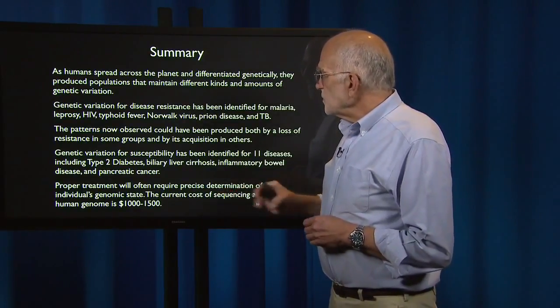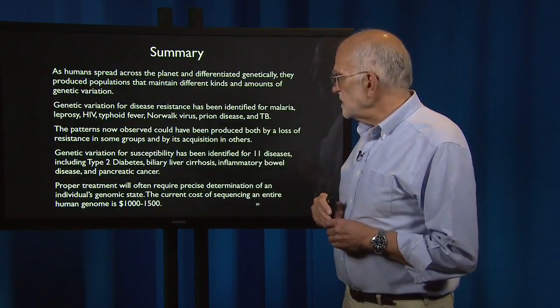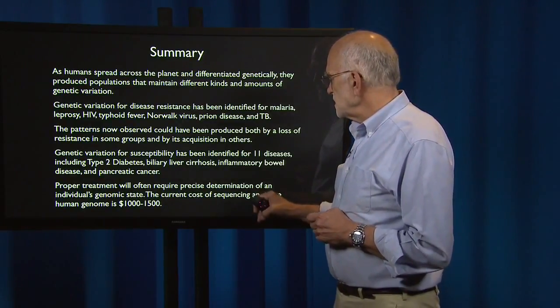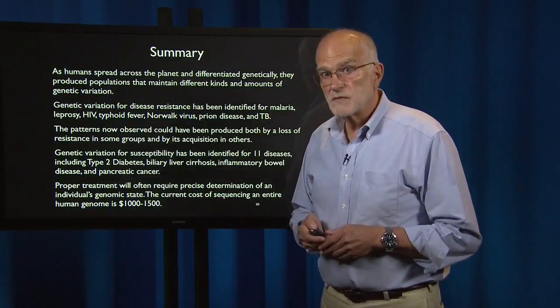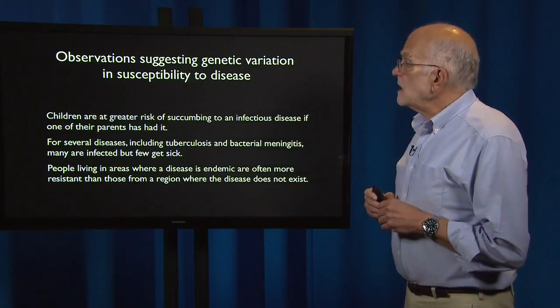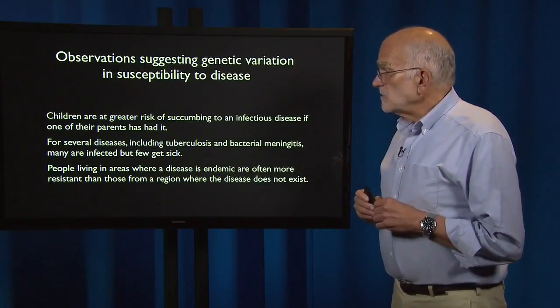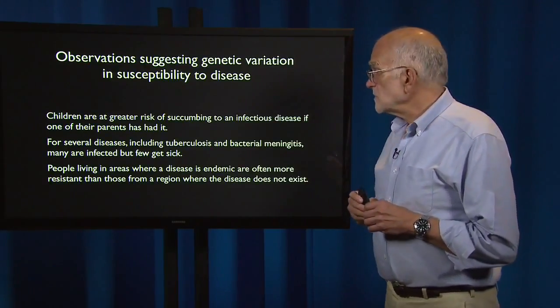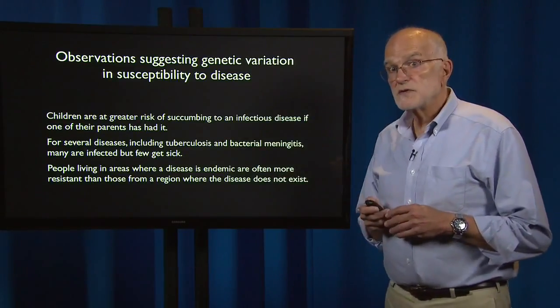Proper treatment will often require precise determination of an individual's genomic state, and the current cost of sequencing that state is about $1,000 to $1,500, so it is getting within reach. Many are infected, but few get sick, so some are resistant. People living in an area where a disease is endemic are often more resistant than those in a region where the disease does not exist, indicating that there's some local adaptation to disease.